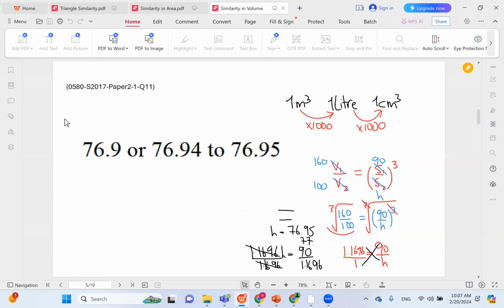So actually 77 would not be considered correct here, so don't over approximate. 76.95 would be perfect, or even 76.9, that would be okay.